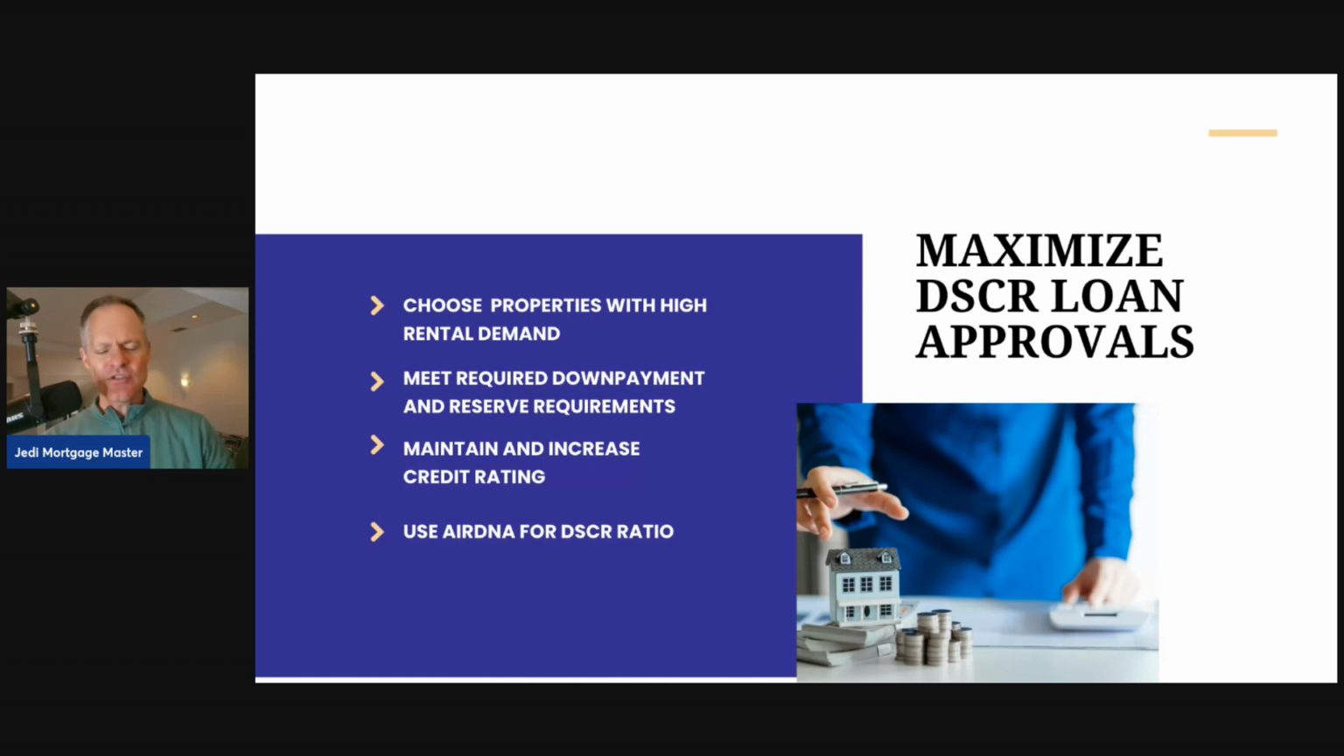Number 3, this one's sort of a silver bullet. A lot of people don't know this, but you could use what we call an AirDNA calculation for DSCR ratios. If the regular 12-month term DSCR ratio isn't working, you can't use that with every lender, but we do have a really specific program that would allow us to use Airbnb rental income to meet our DSCR ratios without any change to the loan terms.